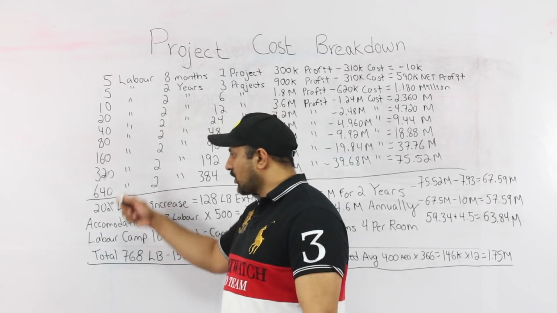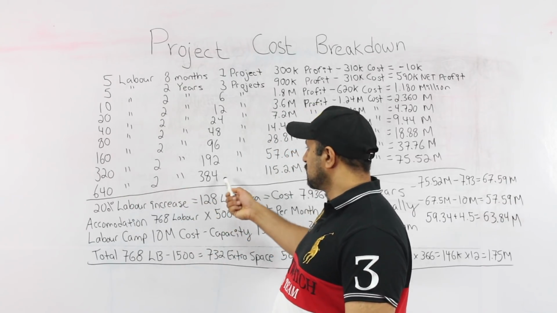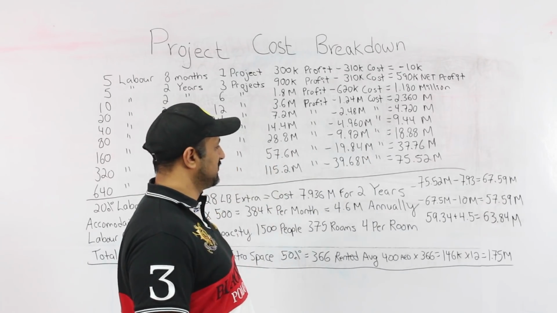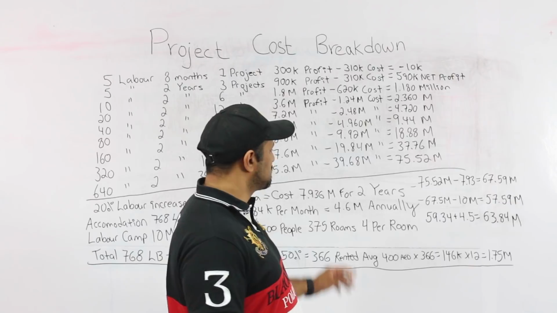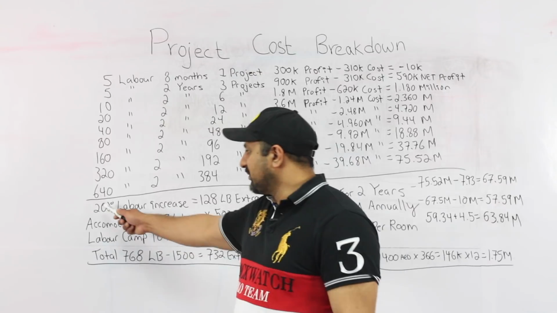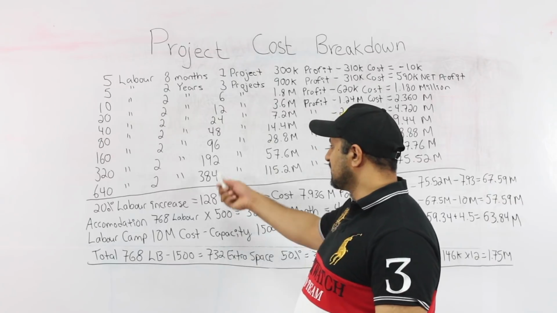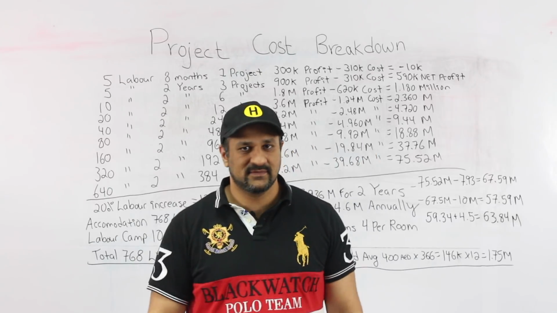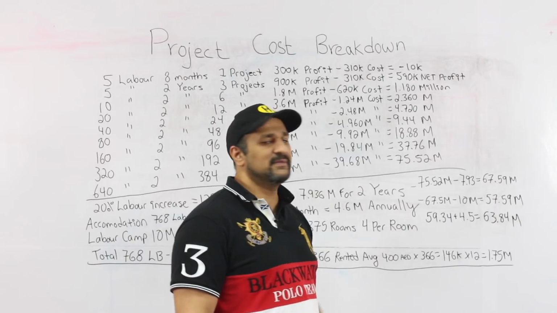So, one more compounding. 640 laborers, 2 years, 384 projects in 2 years. Brings us to 115.2 million. This also brings us to 39.68 million of our cost. So when that's subtracted, we have 75.52 million in profit. Now, I can double this again to 1,280 laborers, which would be 768 projects. We would do 230 million in revenue. It would be around 80 million in our cost, and we would make about 150 million in profit.